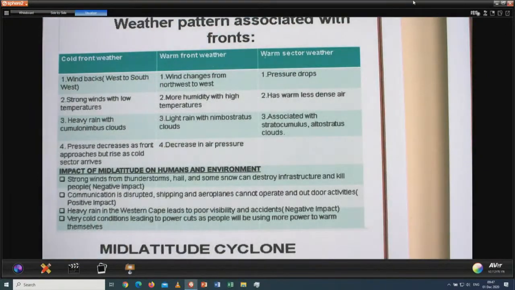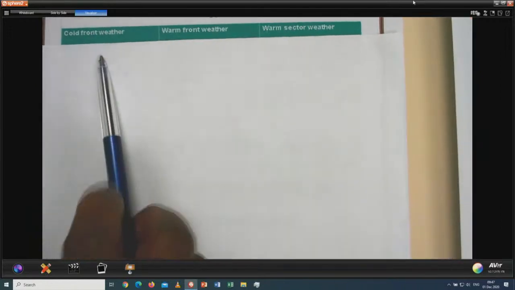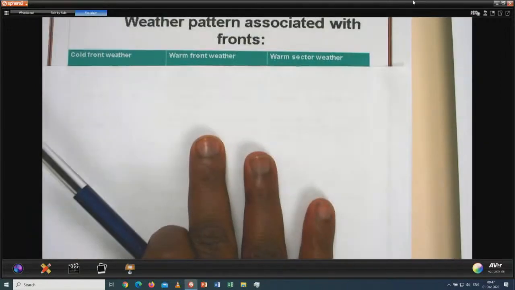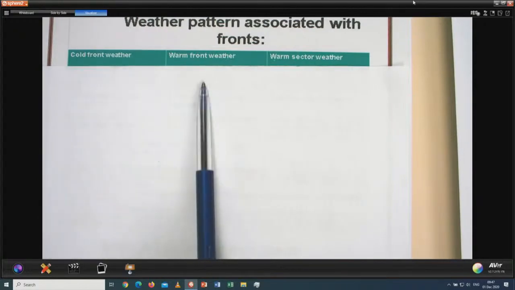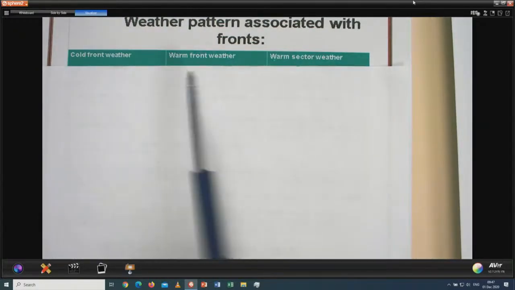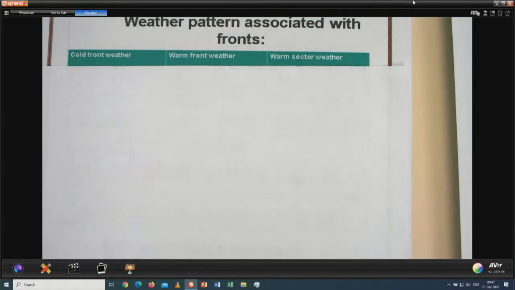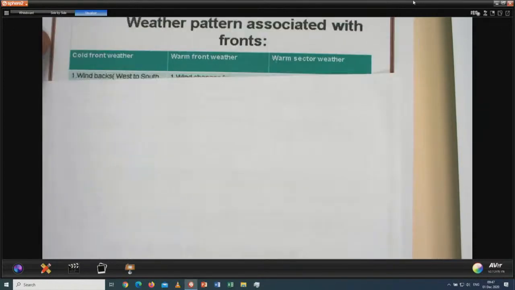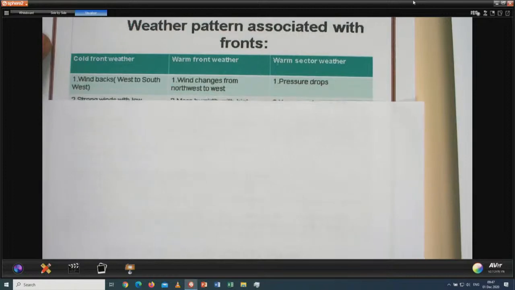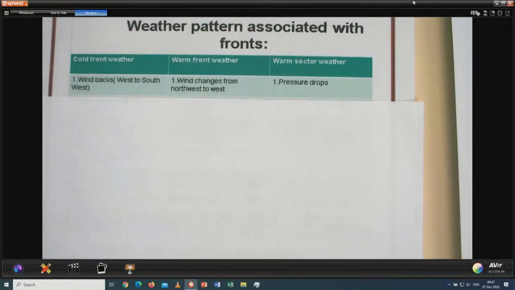Right, now let us look at the weather patterns associated with fronts, both warm front and cold front. So this is what should be expected: the weather associated with the cold front, the weather conditions associated with the warm front, and the warm sector weather. Without any waste of time, let us look at the first one. The first one is related to wind direction.